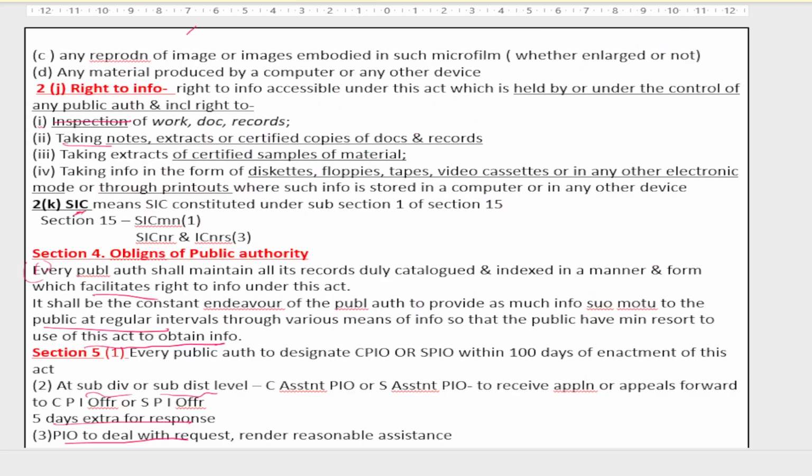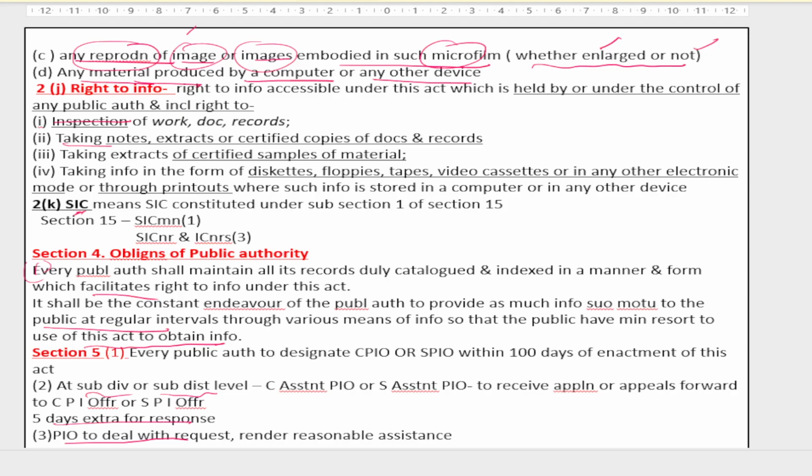Now, record also includes any reproduction of image or images embodied in such microfilm, whether enlarged or not. So any image or images that are embodied in such microfilm, any reproduction of these image or images, whether enlarged or not, is included in the definition of record. Any material produced by a computer or by any other device is also included in the definition of a record.